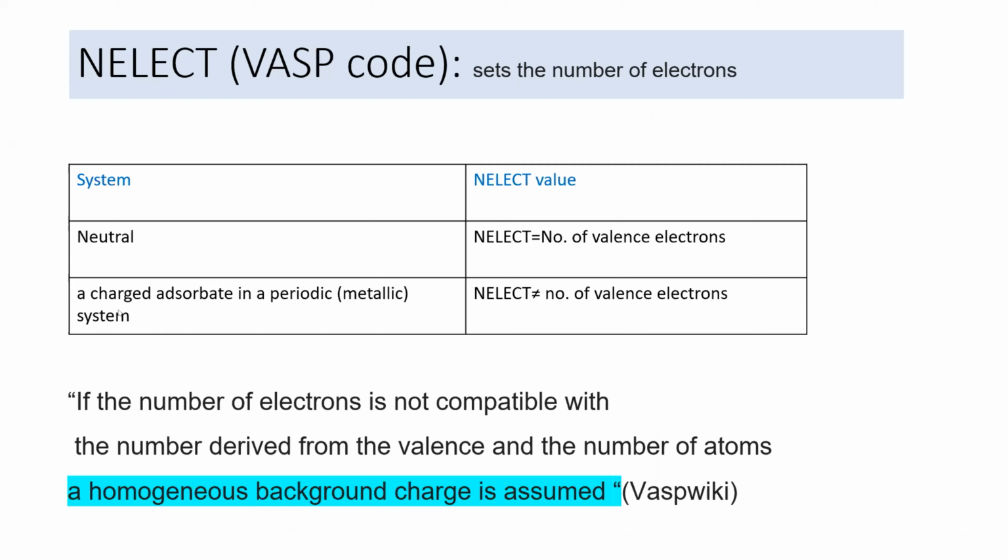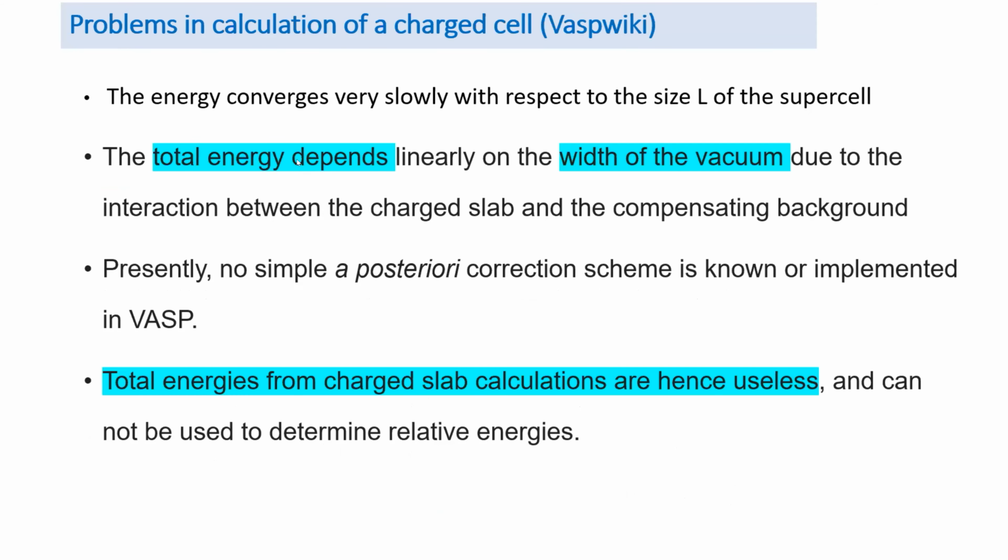We use VASP for our calculations, and in the VASP program, there is a keyword named NELECT. The default of NELECT is the number of valence electrons, and in this case, the system is neutral. But if we are talking about a charged adsorbent in a periodic system, in this case, NELECT is not equal to the number of valence electrons.